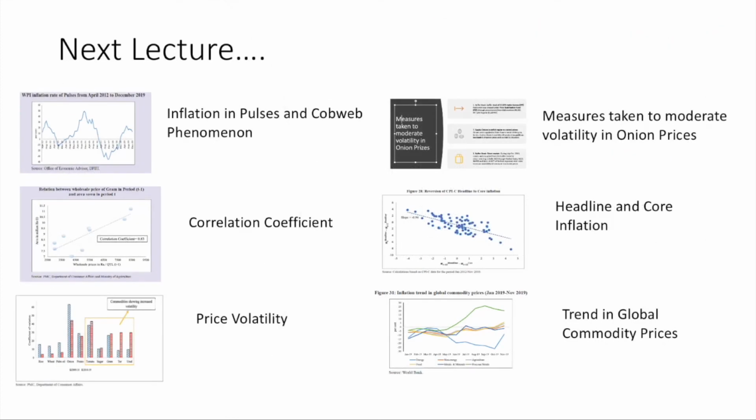Okay, now we have seen that there were 3 commodities which contributed to inflation: onion, tomatoes, and pulses. We have seen the reasons for the rise in prices of onions and tomatoes, but the case of pulses is different and special because the economic survey has pointed out a cobweb phenomenon in the case of pulses. So we will see that in the next lecture. Also, we'll see what the correlation coefficient is. We'll see price volatility. We'll see measures taken to moderate price volatility in the case of onion prices. We'll see headline and core inflation, and we'll also see the trend in global commodity prices.